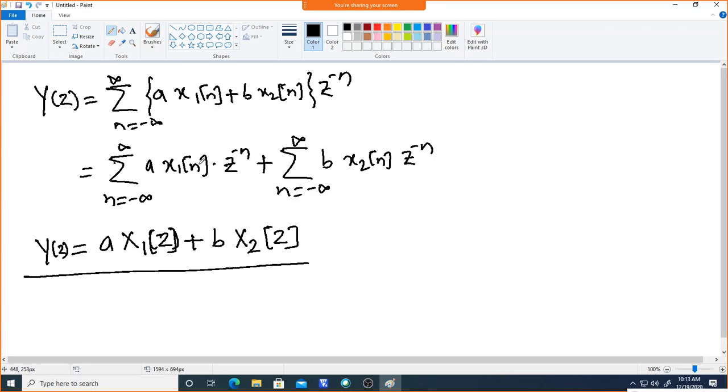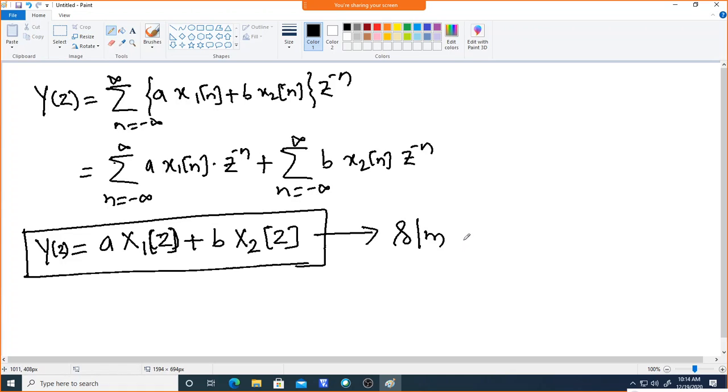So if you have a signal in time domain, a scaling factor a with the signal x1 of n, added to another signal with scaling factor b into x2 of n, then the corresponding z transform will be a into x1 of z plus b into x2 of z. So the system is set as linear. The z transform will have the linearity property.